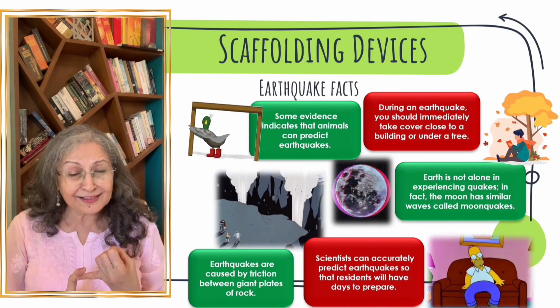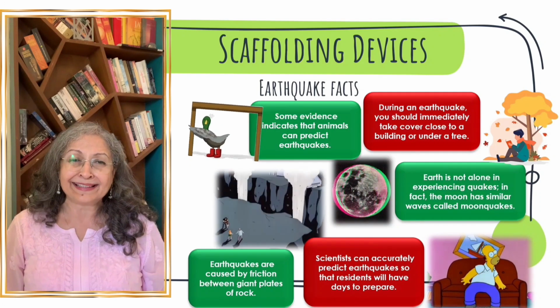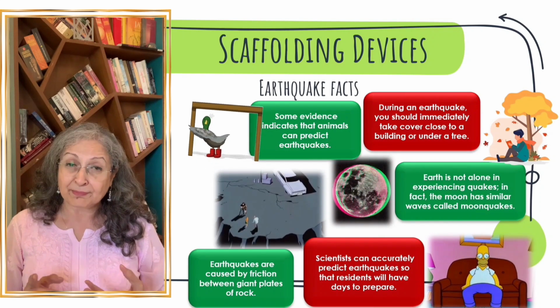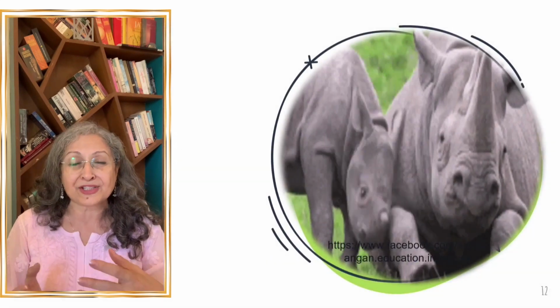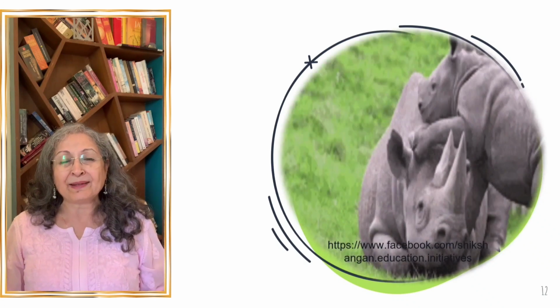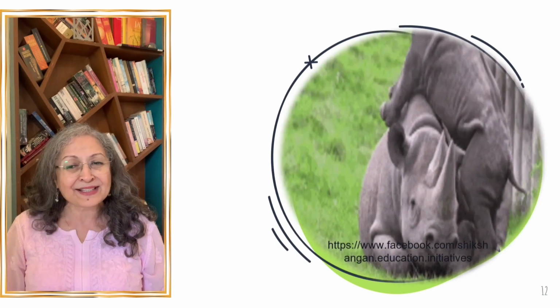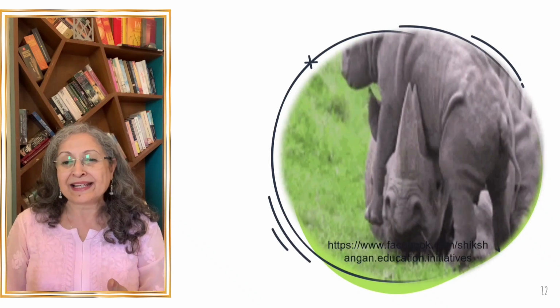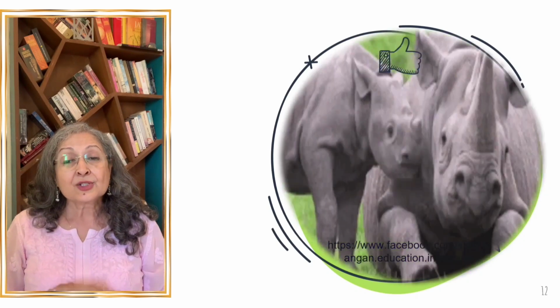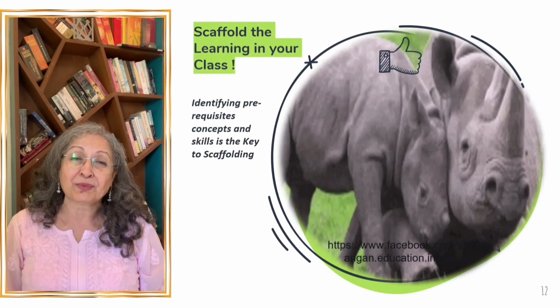So scaffolding, and there's so much scaffolding happening in the natural world, in the animal kingdom. Even as adults and humans and babies, we are teaching children so much about how to walk, how to talk, and so on. Why do we give it up when they become older and when they are in school? Look at the way the babies are being assisted to climb in the animal world as well, and birds are being assisted to fly by their parents as well. So scaffold the learning in your class. This is what we wanted to say.